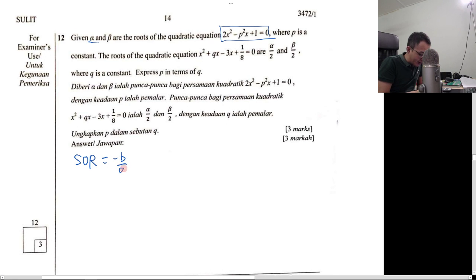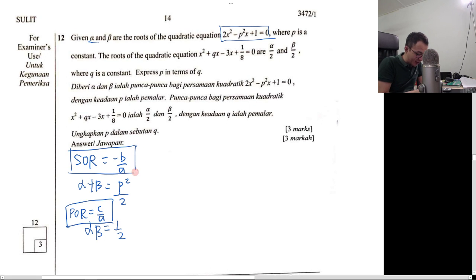negative b over a, right? So alpha plus beta, negative b will be positive p squared. So p squared over 2. Yeah, because negative becomes positive, so I didn't write the negative there. Alright, so the product of roots should be 1 over 2. Okay, c over a. Product of roots should be c over a, right? You all should already remember all these basic formulas.